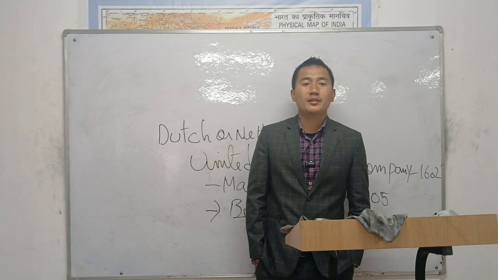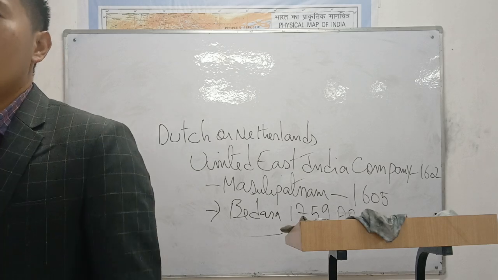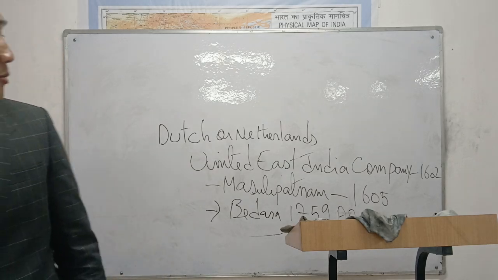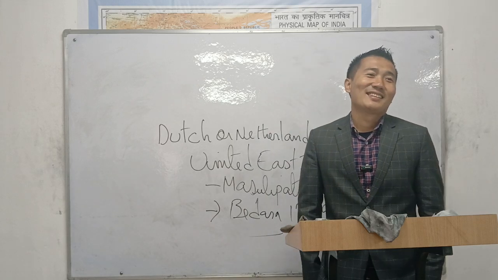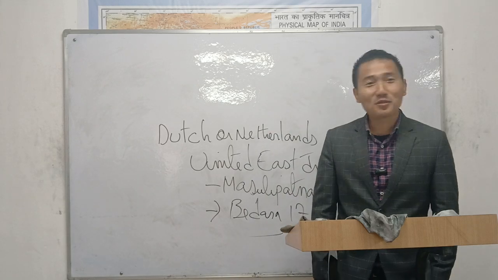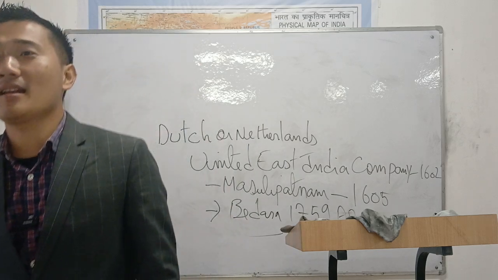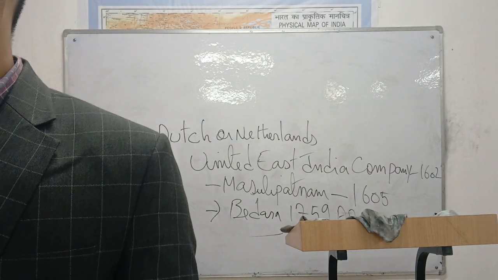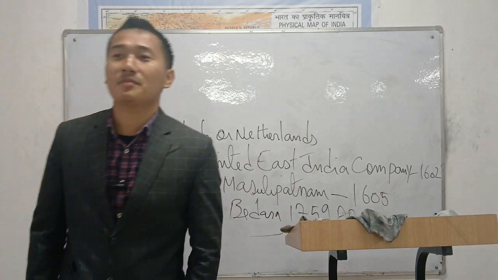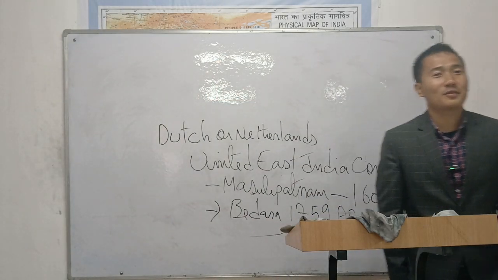So this is the place where they settled down, and remember, they also came only for business purposes. But unfortunately, it was the English who defeated the Dutch very badly in a battle known as the Battle of Pidara, 1759, often asked in NBSC. The Dutch were very badly defeated by the English in the Battle of Pidara, 1759.